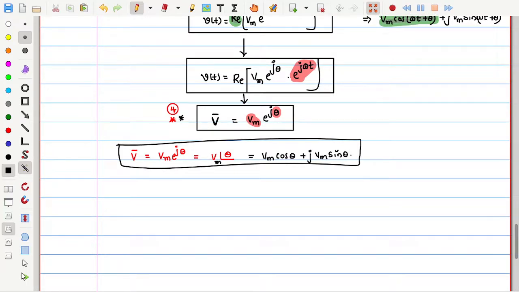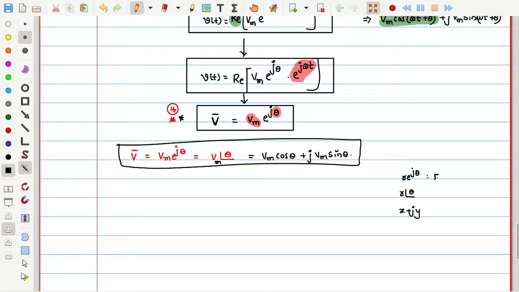Sometimes I may say polar form, which is Vm at an angle theta. All of you know polar form? Polar form means R at an angle theta form. Rectangular form means x plus j y form. This is in rectangular form, see this last one. And this is in polar form. What about this first one? Exponential form. So r e power j theta is the exponential form.